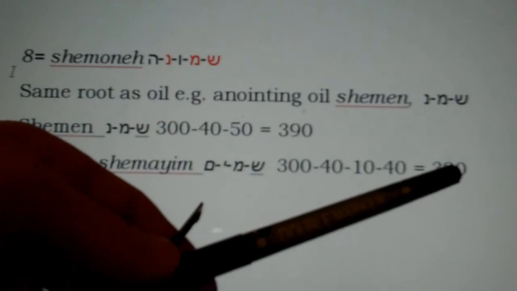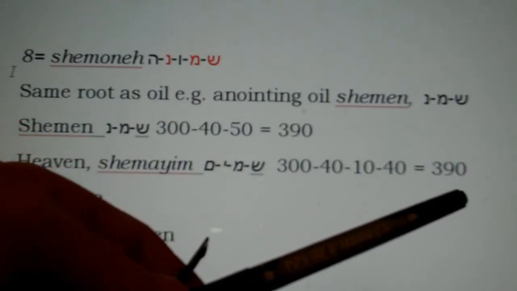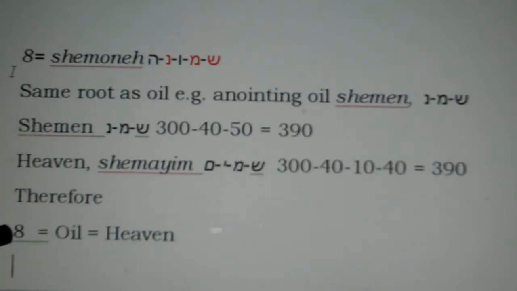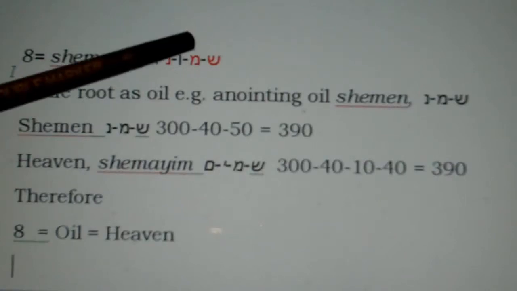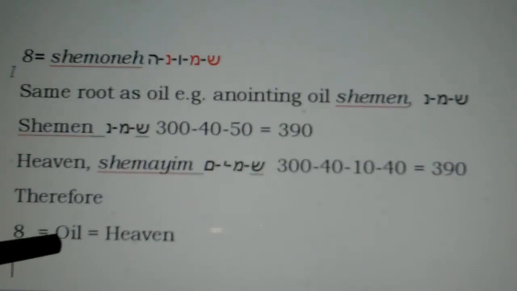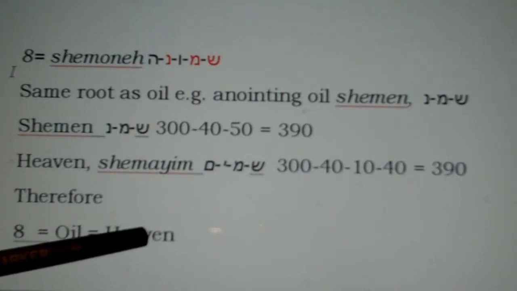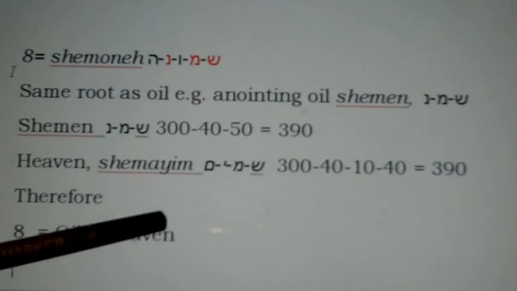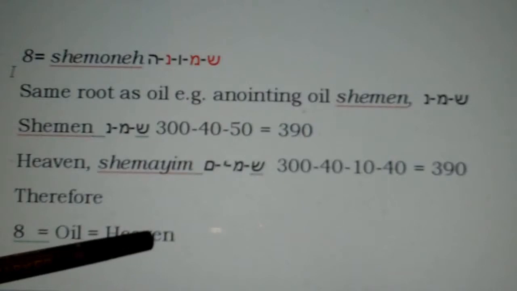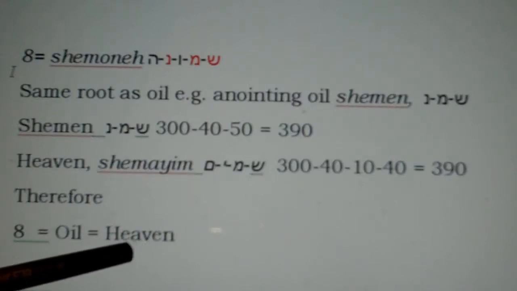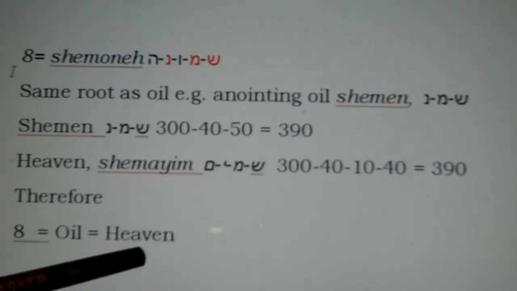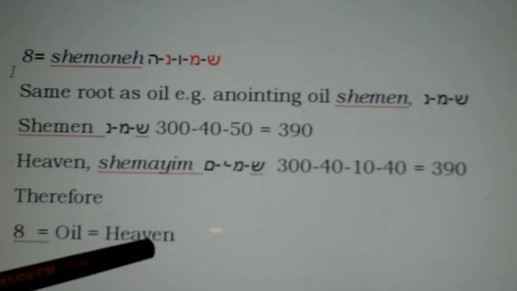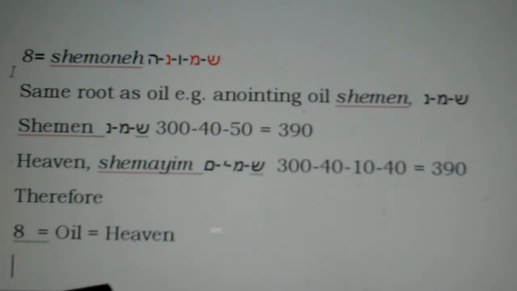So here we see a link between the number 8, having the root letters of oil, which is related to anointing oil, which is related to Messiah, and oil is related to heaven. When we get to the section talking about the story of Jacob's ladder, we will see this very significantly, but I will not go into that in detail now.